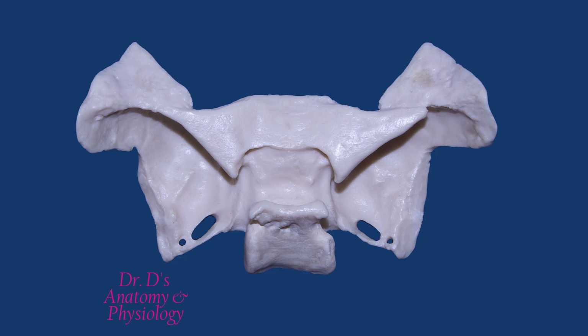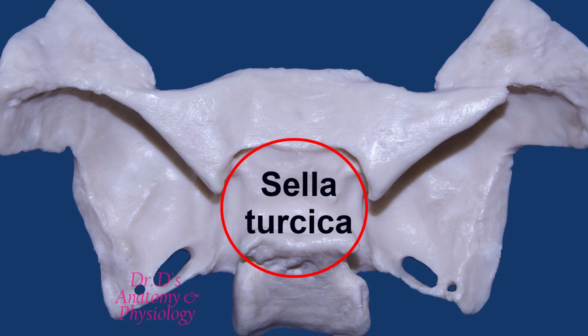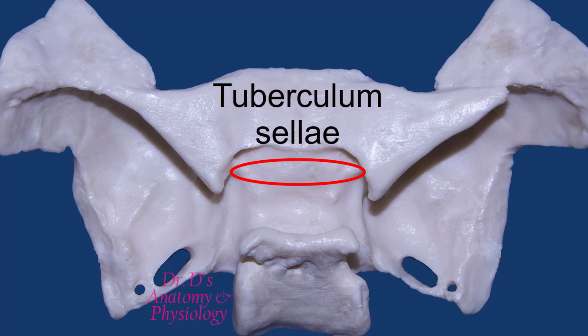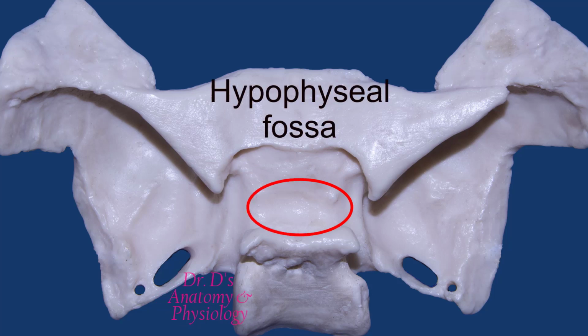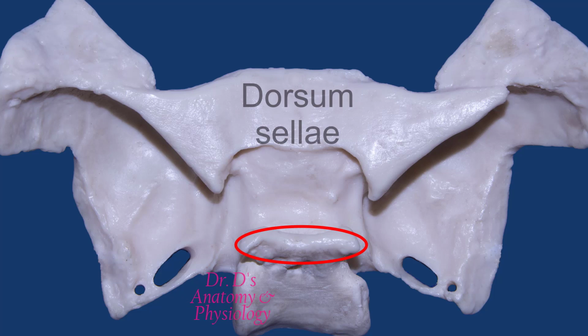If we return to our plastic sphenoid bone, and again identify the sella turcica, we can identify the parts of this sella turcica, this Turkish saddle. First of all, the part that would correspond to the front of the saddle is referred to as the tuberculum sellae, and the part that would correspond to the seat is the hypophyseal fossa, also known as the pituitary fossa. And then finally, the back of the saddle is going to be referred to as the dorsum sellae.